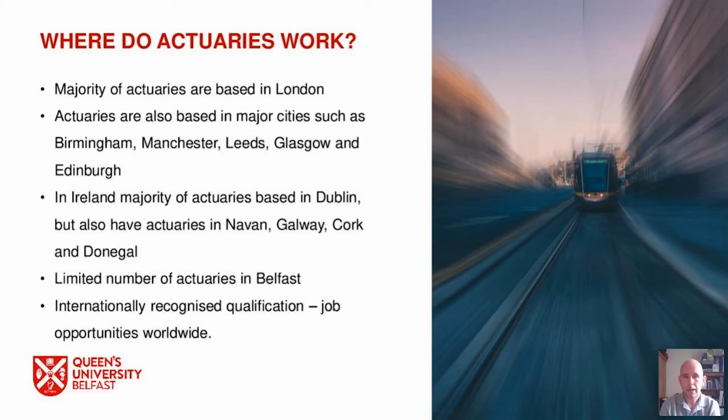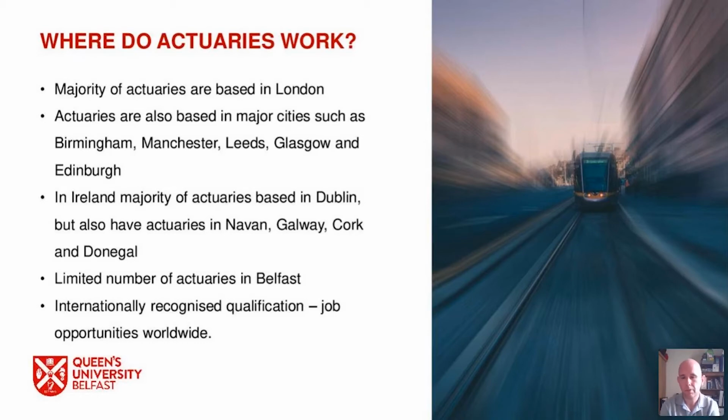In Ireland, there's about 1,000 to 1,200 actuaries based in Dublin. So Dublin is a huge financial centre. It's not as big as London, but it's certainly very big. We also have actuaries in Navan, in County Meath, Galway, Cork, and in Donegal. In Northern Ireland, we have actuaries based in Belfast. There's a limited number of opportunities in Belfast, but there are opportunities nonetheless.